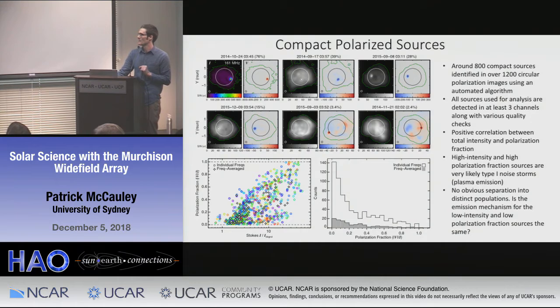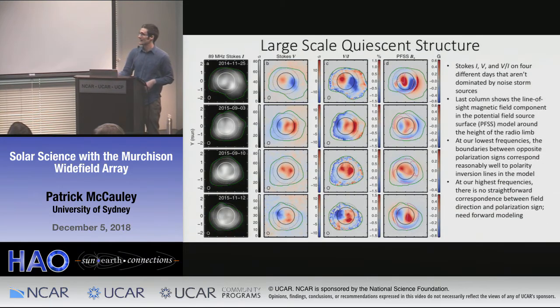Okay, so that's all I'll say about those. Oh, these are associated with active regions, I should say. Last thing, this is the last slide before the conclusions.